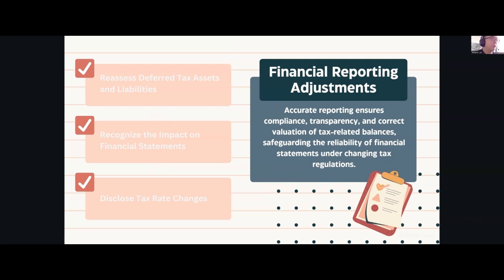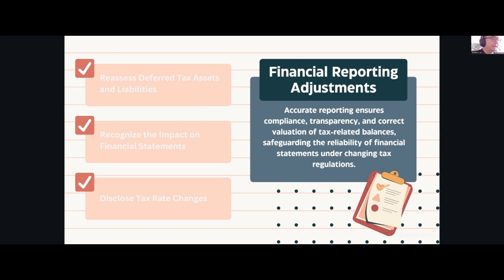My name is Binghao Luo, and I will discuss how companies should respond to changes in tax rates. Specifically, I will focus on two major perspectives: financial reporting adjustments and strategic and operational implications. These are essential for ensuring compliance, maintaining transparency, and adapting effectively to such changes. Okay, let's dive into each perspective.